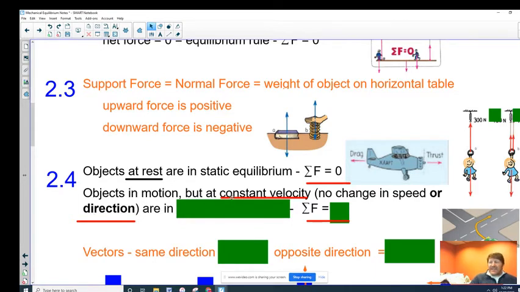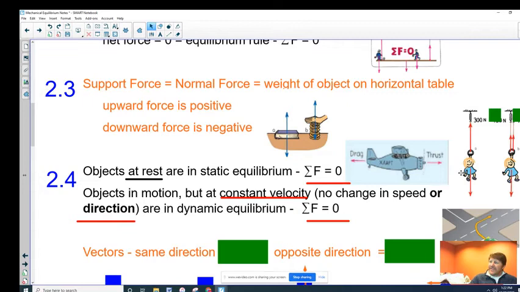But again, if it's at constant velocity, that tells me that the sum of the forces is 0. It is in equilibrium, a different kind of equilibrium, because this time it's moving. So it's not static equilibrium. This time it is dynamic equilibrium. Okay, so I'm going to look at these three situations right here.